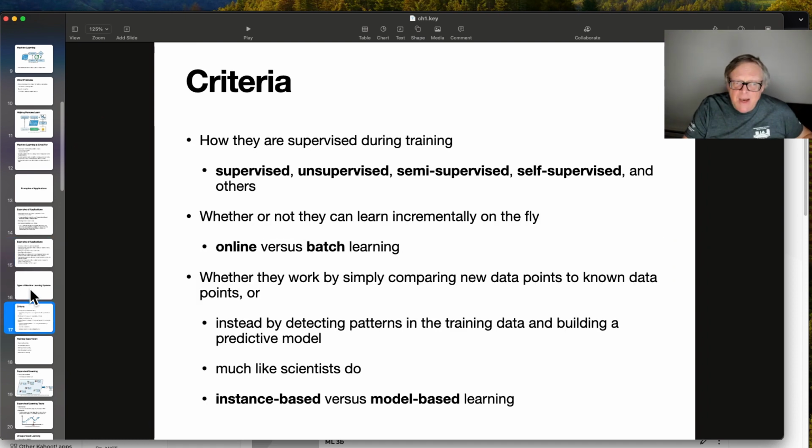So here's the basic types of systems. You can decide how they're supervised during training. You can decide whether they learn incrementally on the fly or whether they just have one training period and then it's done. And you can decide whether they compare new data points to known data points or just detect patterns, and you have instance-based versus model-based is a category we'll talk about.